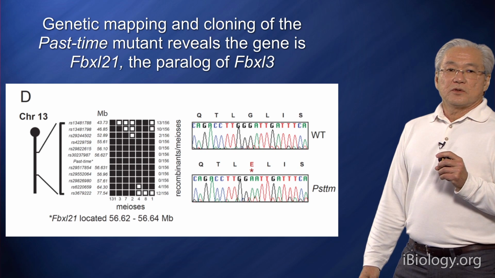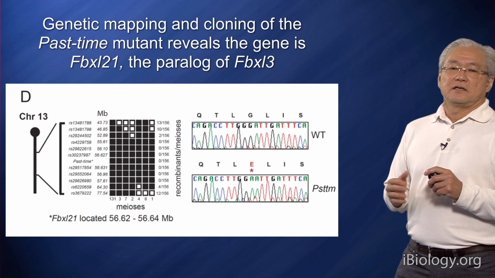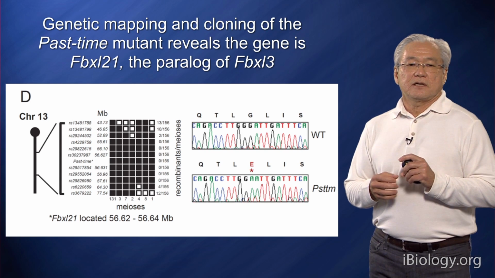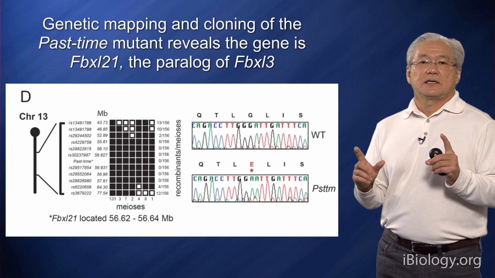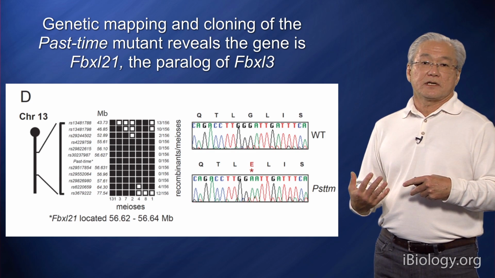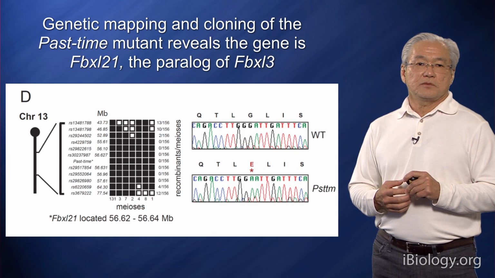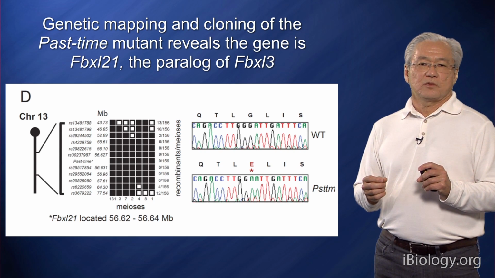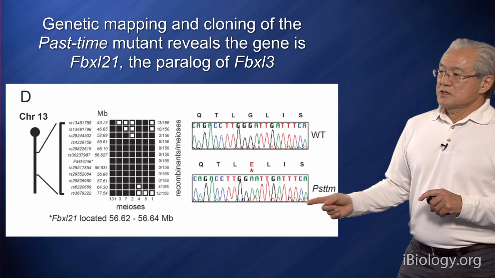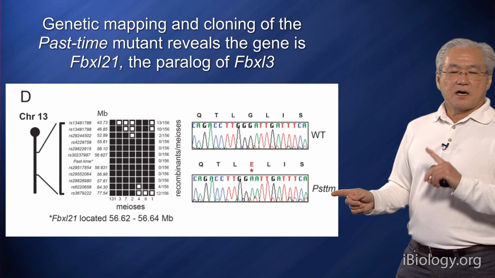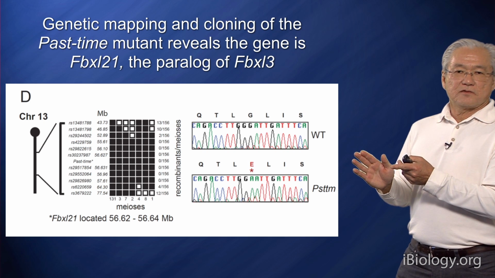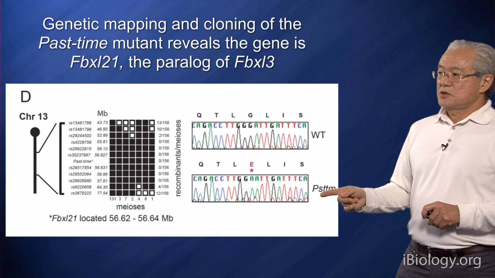FBXL21, which is called the paralog of FBXL3. So a paralog is a gene that has a very similar sequence that arose from gene duplication in the same organism. And so we assumed that FBXL21 should have a related function to FBXL3. But the mutant is surprising because it has an opposite phenotype. Instead of lengthening the period, as we saw for overtime, this mutant shortens.